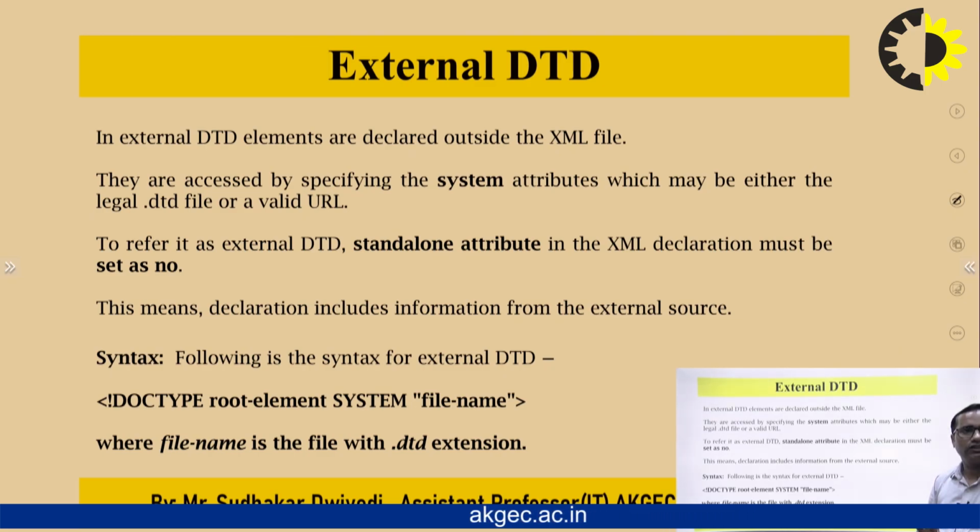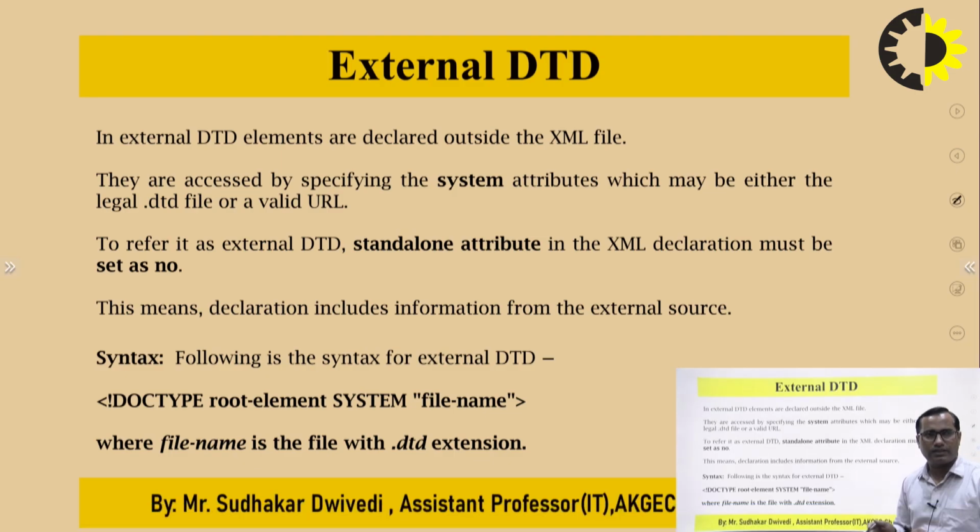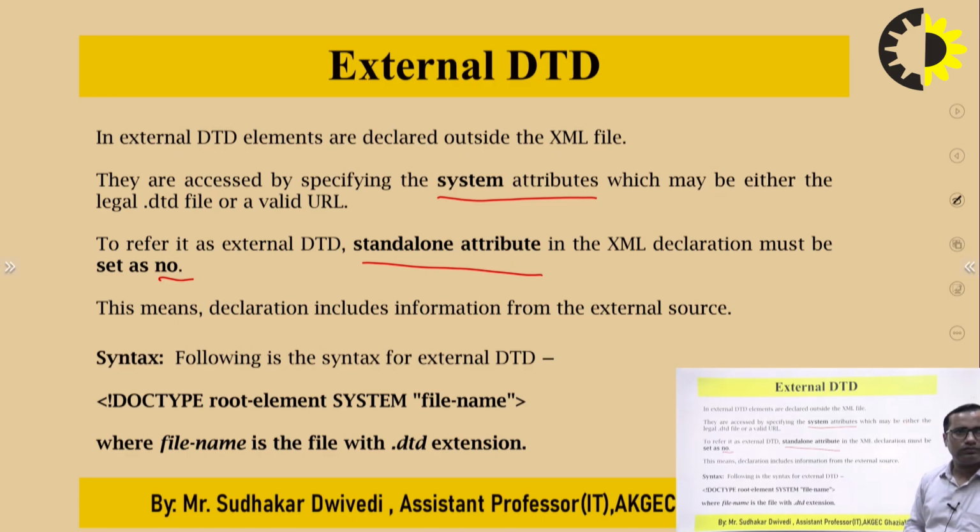So how can we write the external DTD? An internal DTD is written inside the document, and an external DTD is written outside the XML file and just linked to the XML document. It is accessed by specifying the SYSTEM attribute, which may be either a legal DTD file or a valid URL. To refer to an external DTD, the standalone attribute should again be set to no. This means the declaration includes information from an external source.